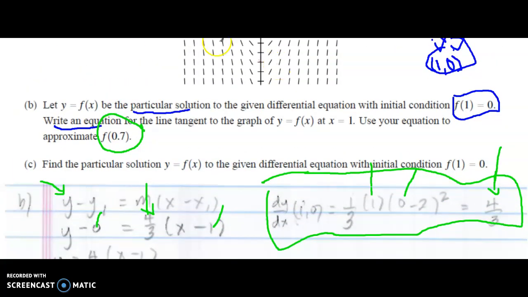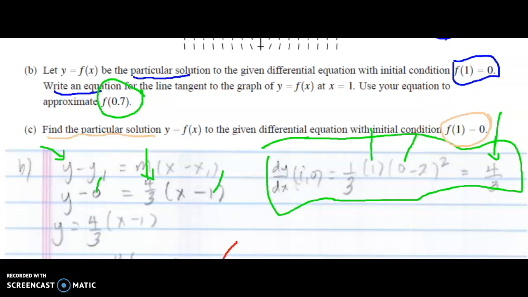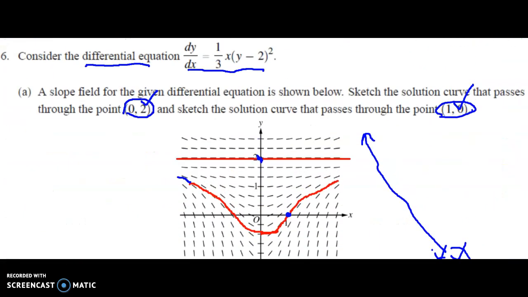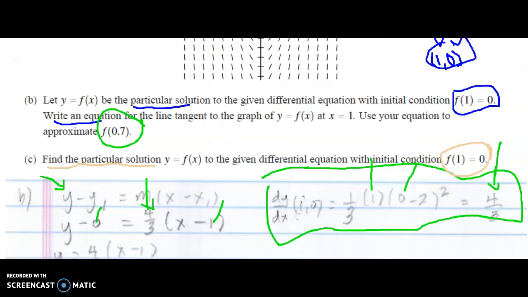In part C, they finally tell us to find the particular solution. So we're going to solve the differential equation: separate, integrate, solve, and we have the same initial condition of f of 1 equals 0. The first thing we're looking for is a good separation. Let's go back up to the differential equation. I am going to divide the y minus 2 squared term to the left side and move the dx to the right side.